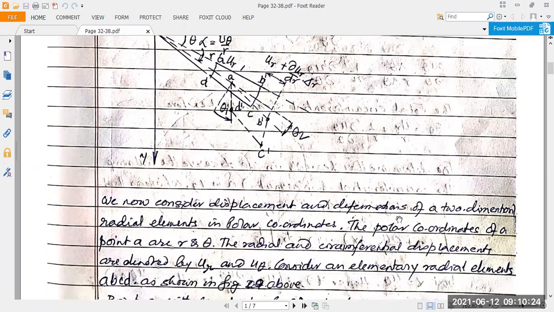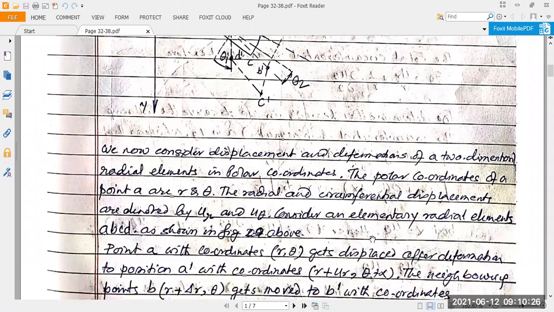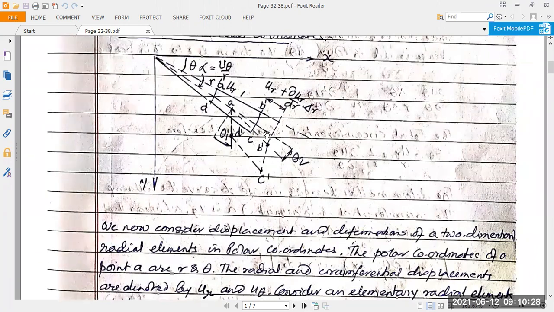Now consider an elementary radial element A, B, C, D as shown in the figure. What is this? A, B, C, and D. This is not a cube, but a more or less rectangular space.